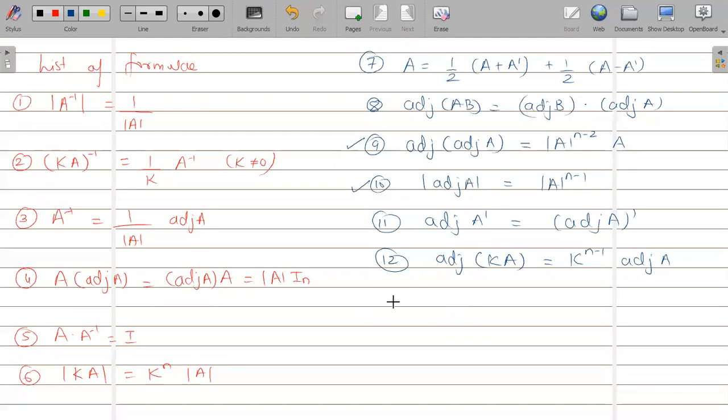Then if your A is the diagonal matrix with a, 0, 0, 0, b, 0, 0, 0, c, so A inverse will be 1 upon a, 0, 0, 0, 1 upon b, 0, 0, 0, 1 upon c. Understood? Yes, sir. Write it down.